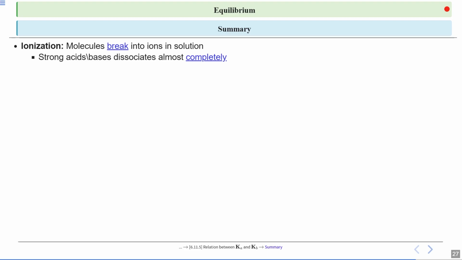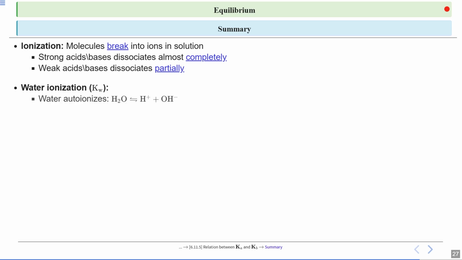And for a strong acid and base, it should dissociate completely. And for a weak acid and base, the dissociation is partial. Then we moved on to water, which has an ionization constant Kw. How do we define it? We define it on the basis of the equation in which water is itself ionizing into H plus and OH minus, reacting with another molecule of water. So if you want to define Kw, it is simply the multiplication of H plus and OH minus concentration, and at 298 Kelvin this is equal to 10 to the power minus 14.